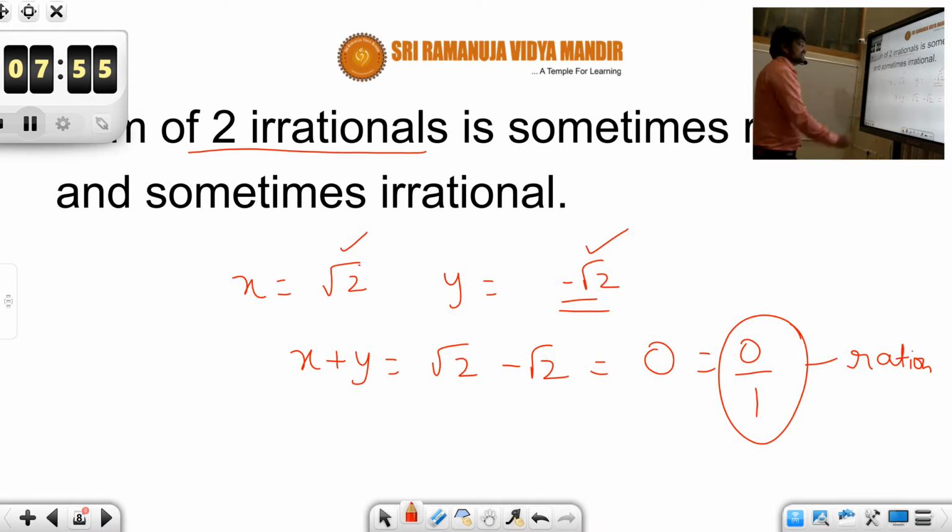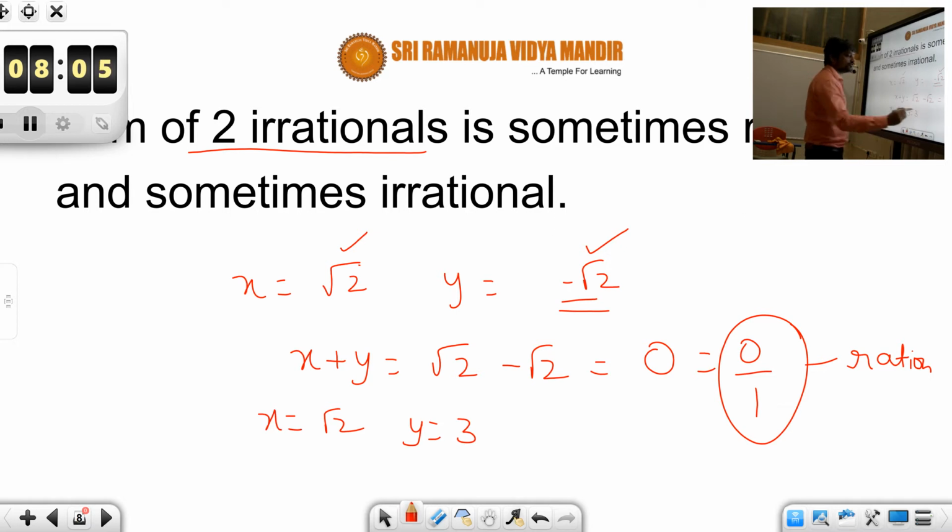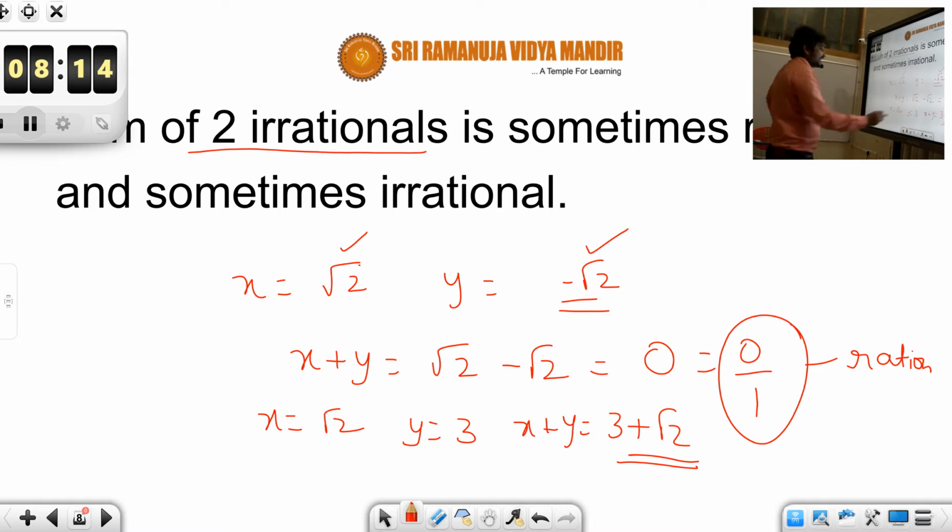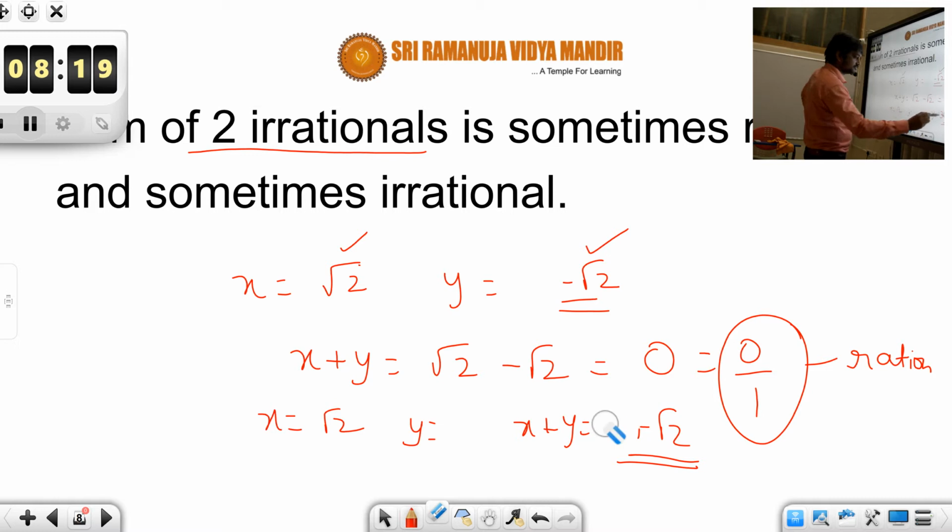Now students, let's look at another example. Say x is root 2 only, and y is, say, 3. So what would be x plus y? Sorry, we need to pick y as irrational, right? So let us choose y to be again root 2. What is the sum of these two? X plus y would be equal to 2 root 2.